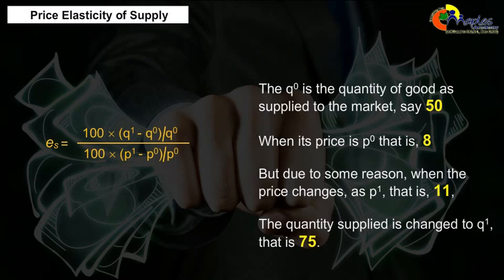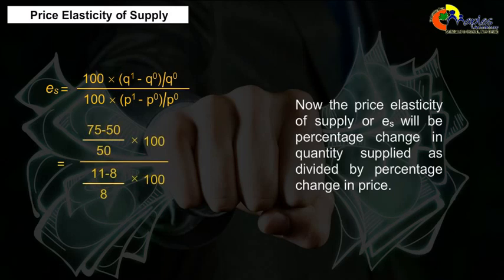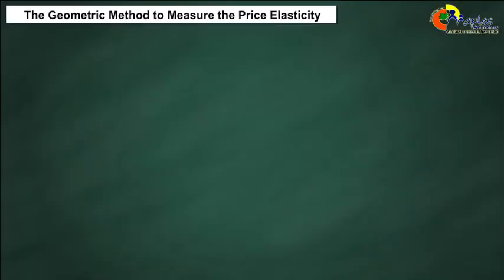Q0 is the quantity of good supplied to the market, say 50, when its price is P0, that is 8. But due to some reason, when the price changes to P1, that is 11, the quantity supplied changes to Q1, that is 75. Now the price elasticity of supply, or ES, will be the percentage change in quantity supplied divided by the percentage change in price.